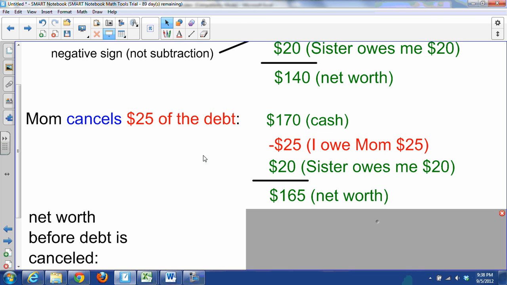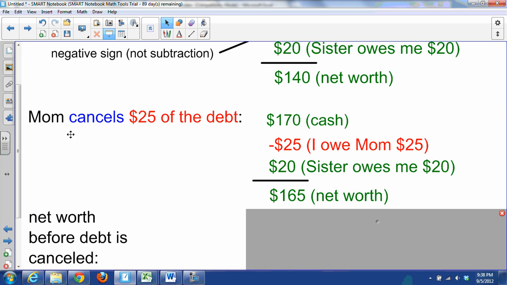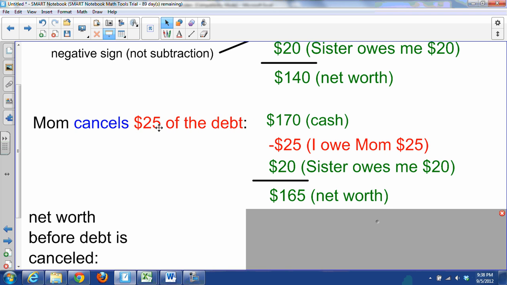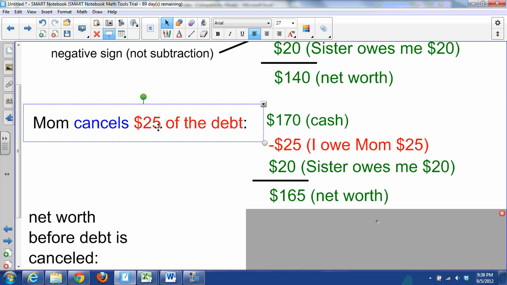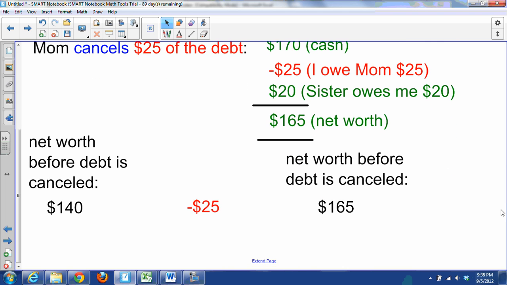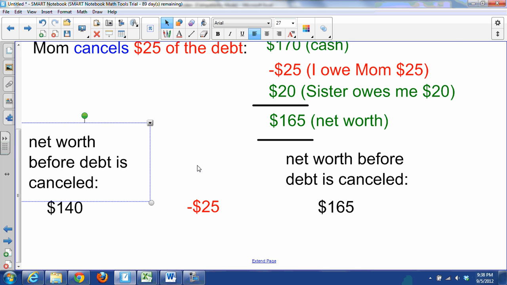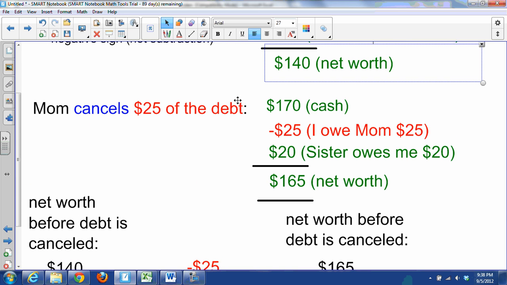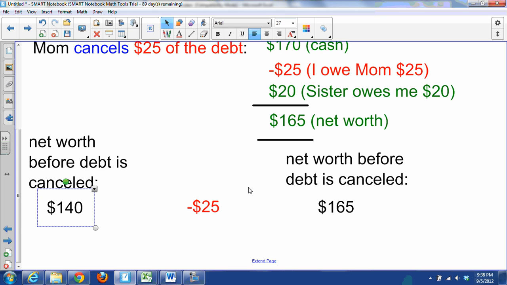Okay, so let's summarize here. How do we compare this canceling of $25? How do we represent that as subtracting a negative number? Well, let's look at this. Your net worth before the debt was canceled was $140. Net worth after the debt is canceled is $165.